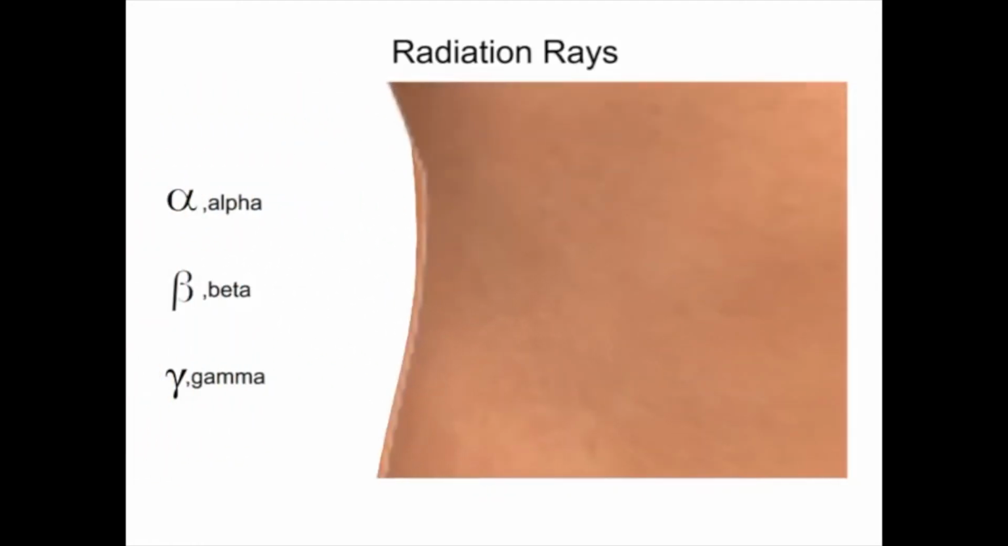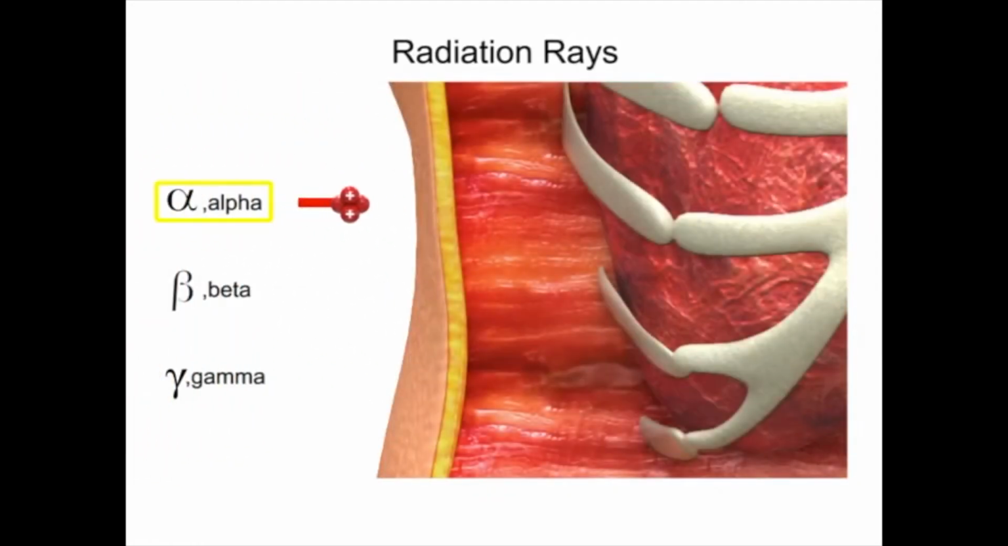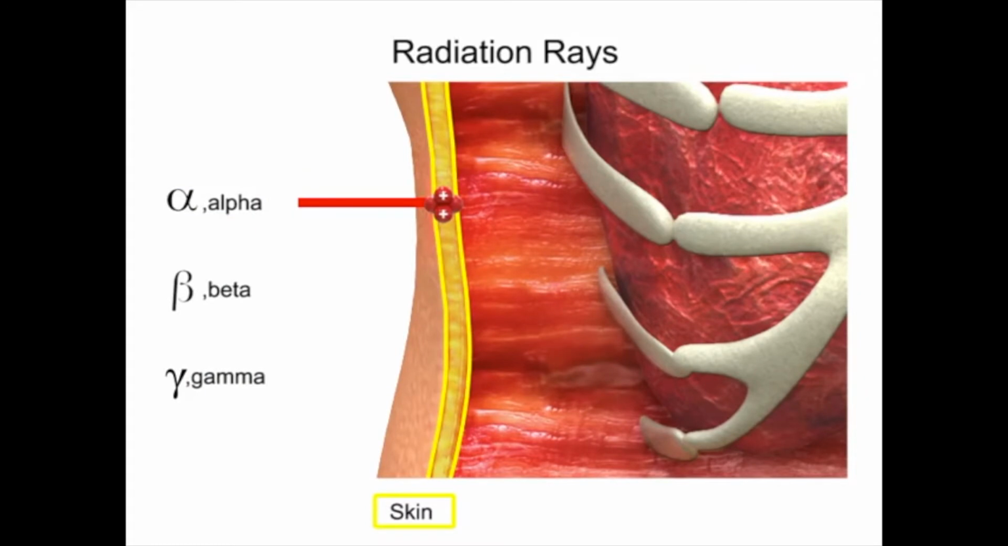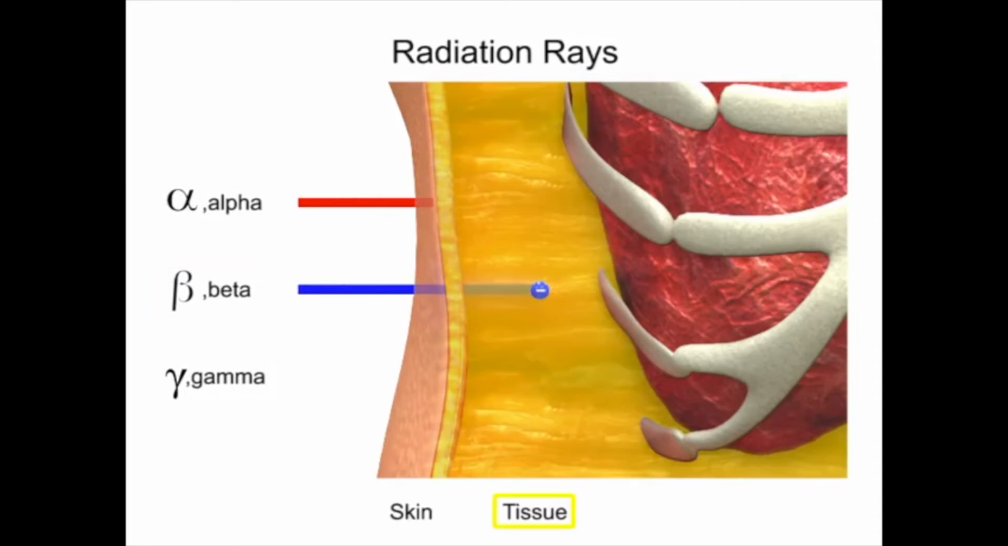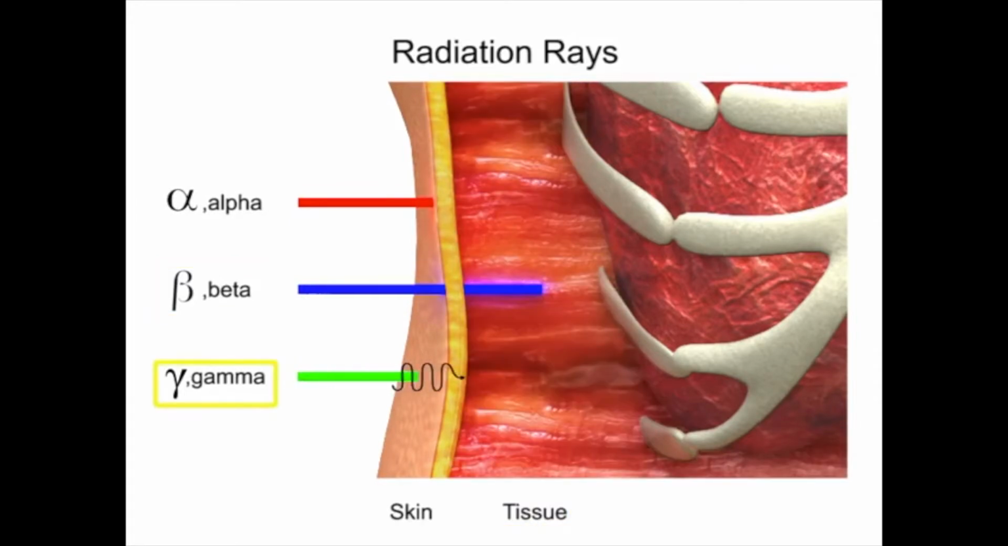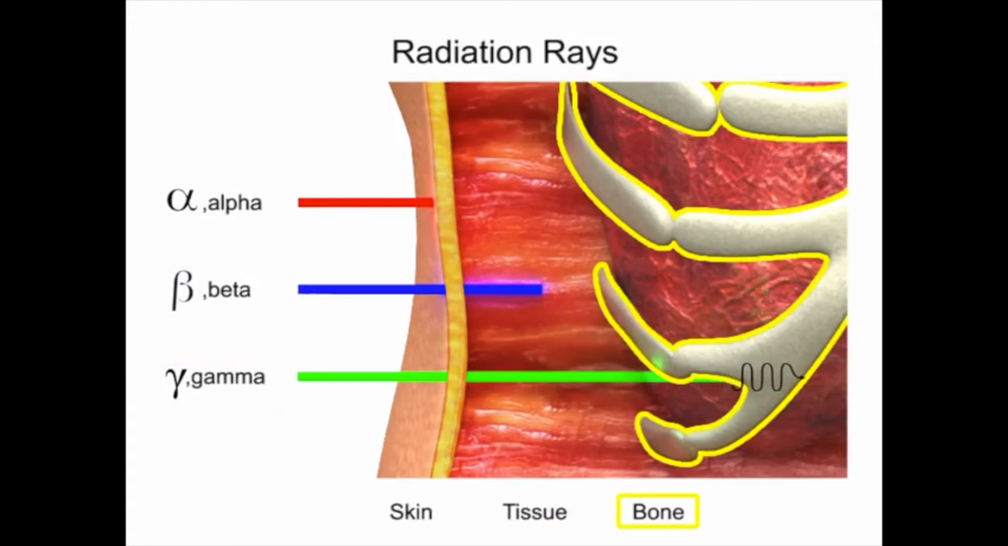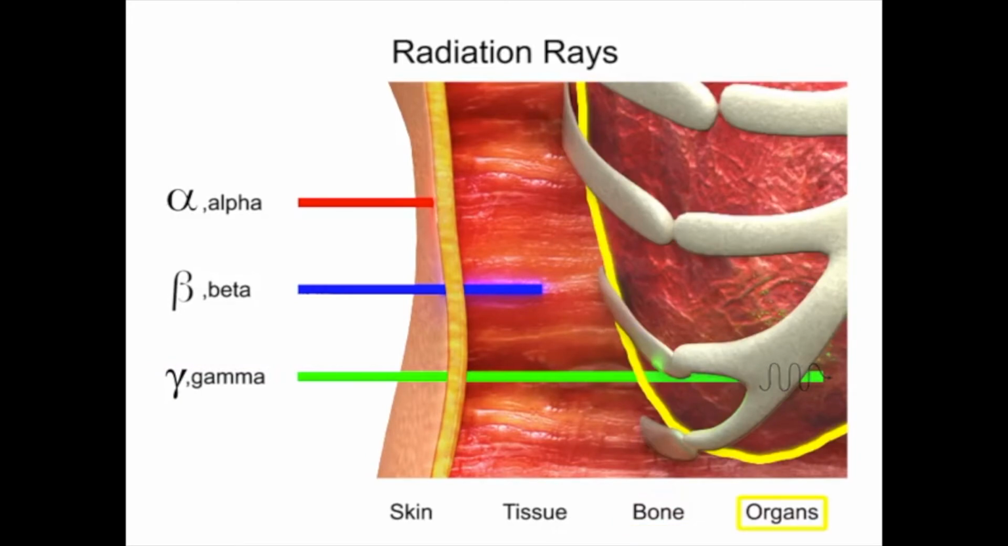Even though alpha particles have the most potential for harm, they are too big to penetrate skin. Beta particles are smaller and can penetrate deeper than alpha, which can damage tissue under the skin. Gamma rays, however, can penetrate deep into the body. Only dense materials such as lead can stop gamma rays. For this reason, gamma rays are considered the most harmful type of radiation.